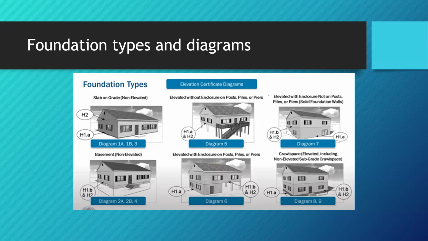We'll be going through the different diagrams themselves. These are a little bit combined because there's multiple types of slab on grade and multiple types of basements and crawl spaces. So we'll go through each one of them. But this is just information that can help property owners when they're trying to fill it out for their insurance policies.